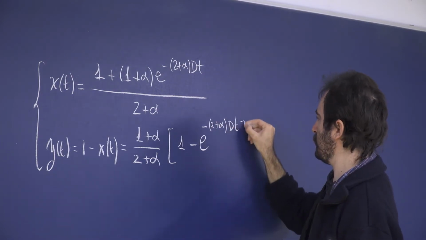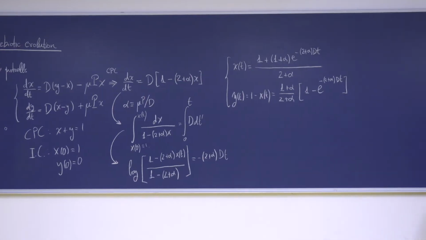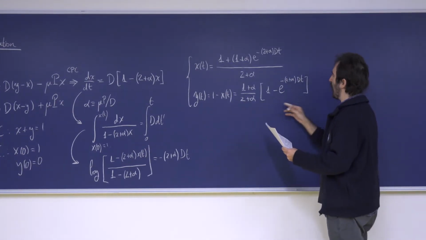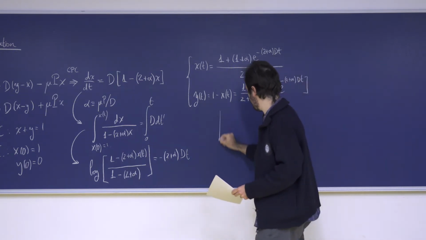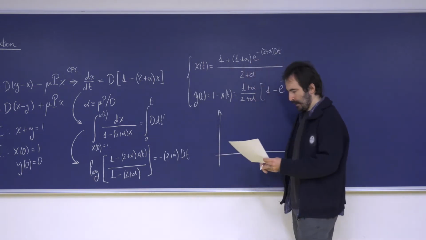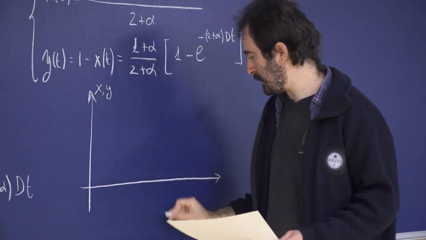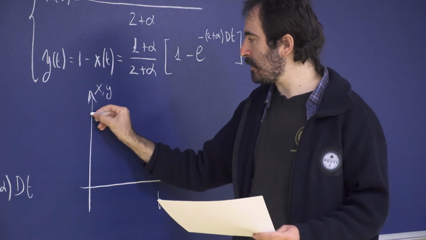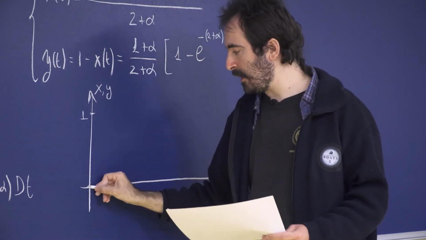Okay, let's see. Now that we have this, first thing that we can do is just plot how this looks like, right? And I'm going to plot it right here. First off, this is going to be both x and y, and this is going to be time here. Notice that if this is x, we know that x starts at 1, whereas y starts at 0.